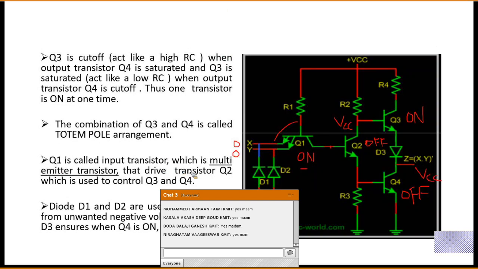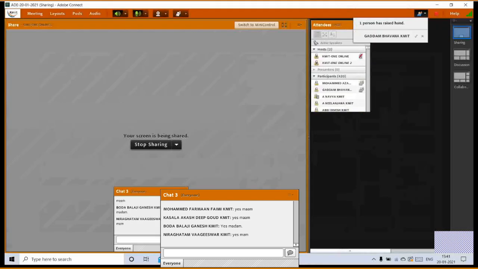Have you all understood? TTL NAND, very important one. Have you all understood this TTL NAND? Okay, fine.